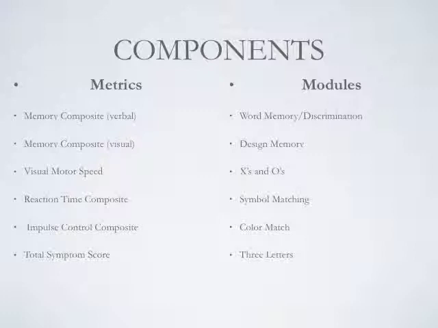Now, if you look over the left-hand column, there's the metrics. These are the overview of the test scores that we look at when we're trying to determine if a kid is cognitively impaired. So there's memory composite verbal, memory composite visual, visual motor speed, reaction time composite, impulse control composite, and total symptom score. These metrics are made up of the modules themselves. So we take some of the modules in order to get the memory composite verbal score, for instance. There's a lot of cross-pollination between the modules to get the different metrics.